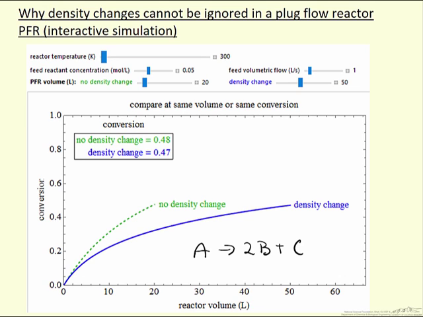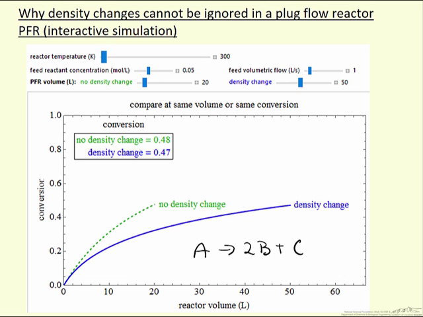In this particular case, we're looking at an extreme to make it easier to visualize. So we're looking at a second order reaction. And so as we lower the concentration, the rate goes down significantly. And we're looking at this big mole change.